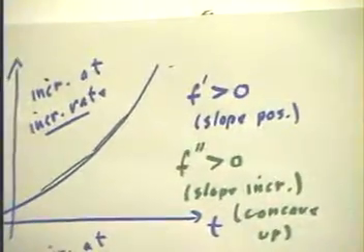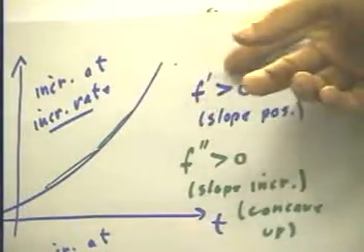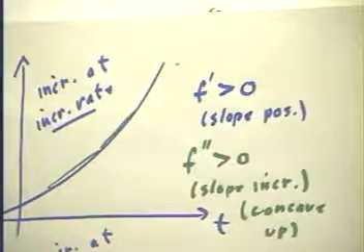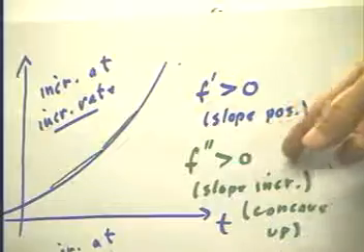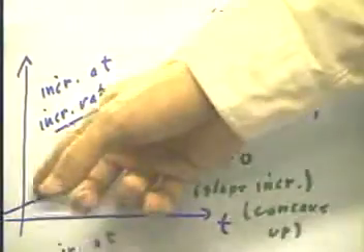So we determine that f prime is greater than 0 since the slope is positive. The second derivative, f double prime, is positive since the slope is increasing, and also since the graph is concave upward.